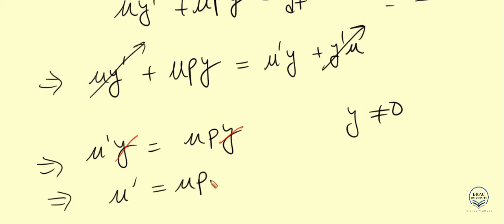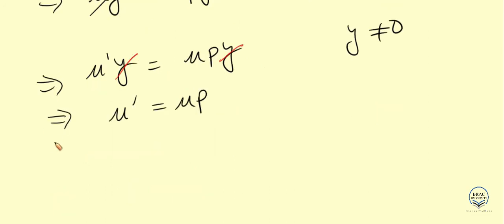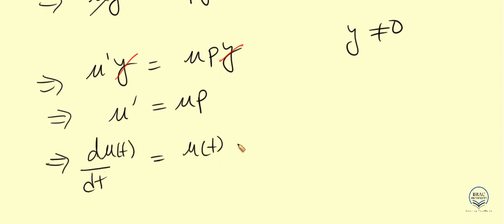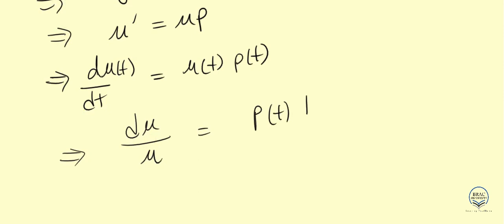mu p. But this is just a separable equation, because if you write these things in their full glory, you will see that it will look like this. I'm just restoring the independent variable dependence. And now this is a separable equation, right? Something we saw in our previous lecture. So using that idea, you can have d mu by mu, and you'll have p(t) dt.